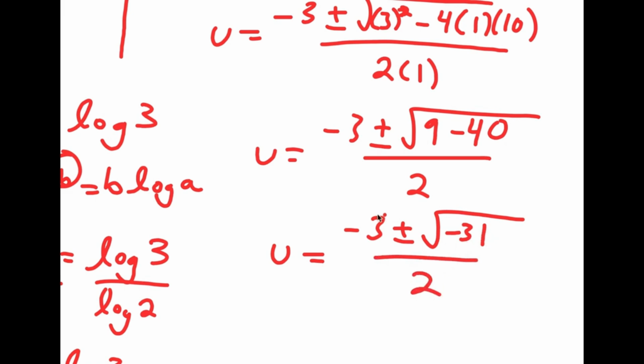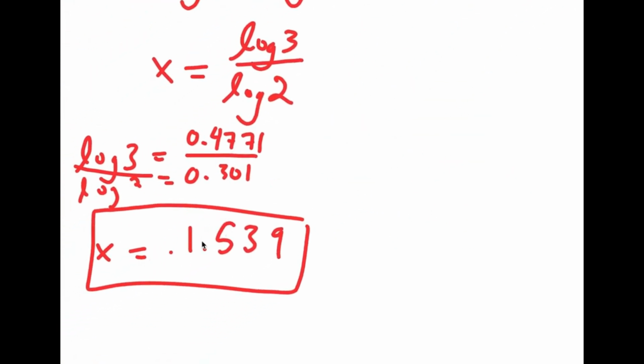Now, the square root of negative 31, that's a negative number, so that doesn't work, meaning my only solution is 1.539.